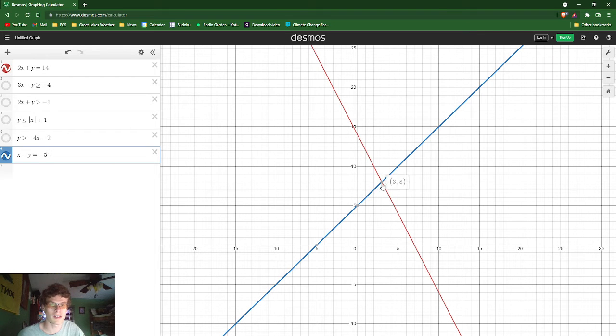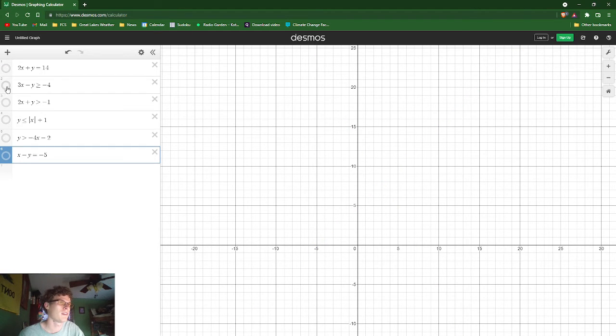So the intersection is the solution to the problem. So (3, 8) is the solution to number 5. So number 5 is the solution. (3, 8) is the solution to number 5. Next up, we'll do our second one.